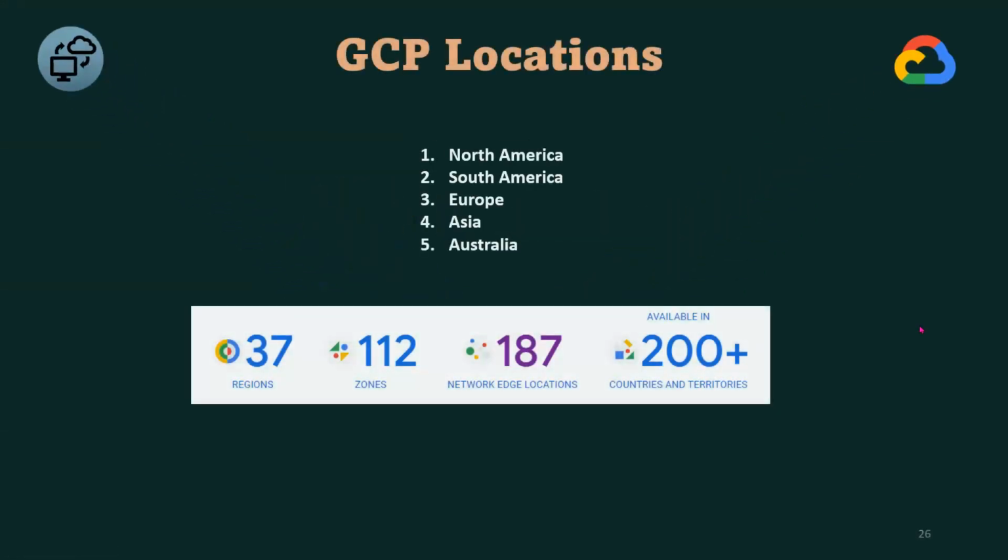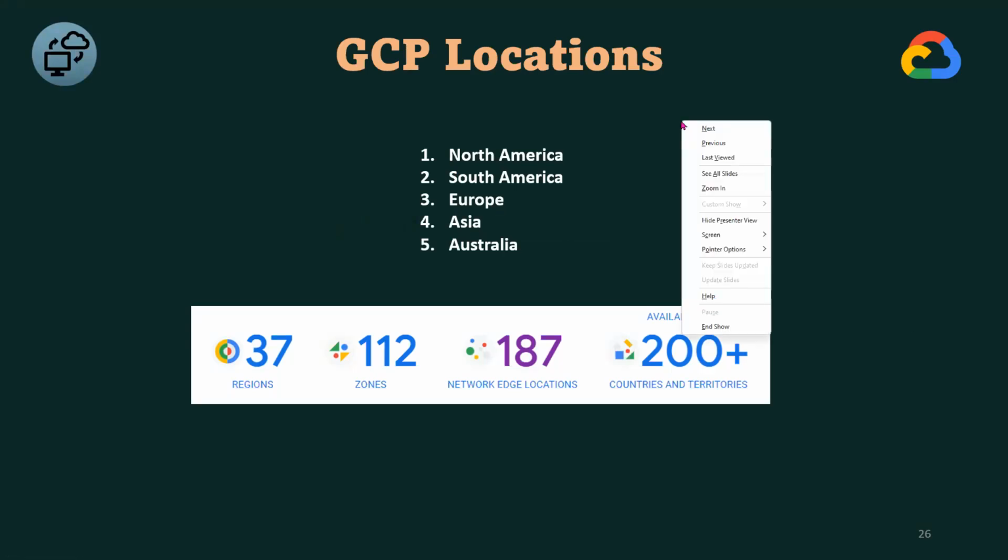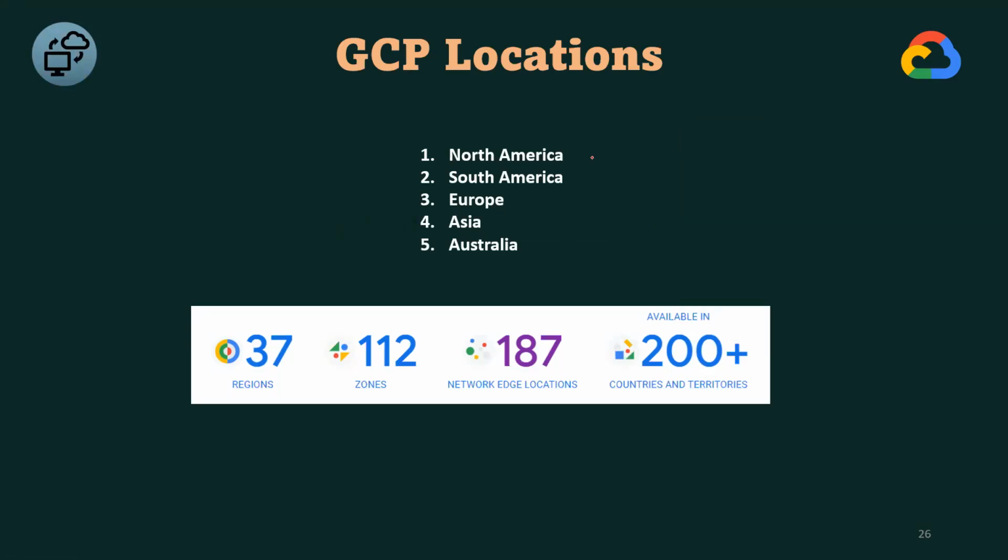So Google is providing you 5 locations. One is North America, South America, Europe, Asia, and Australia. These 5 locations are further divided into 37 regions. These regions are further divided into 112 zones. Zones are called availability zones for a reason.